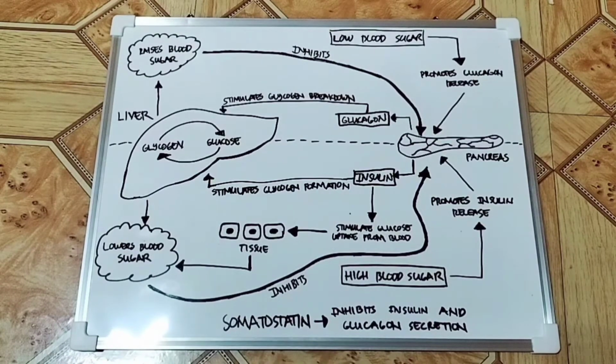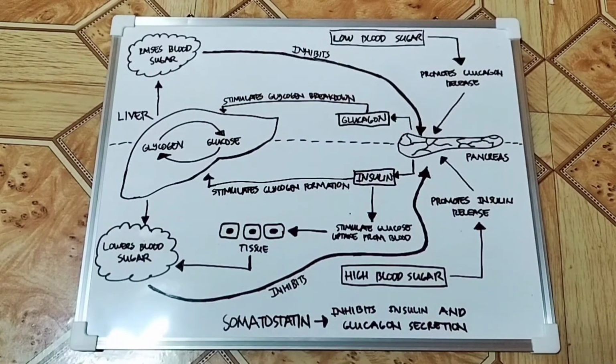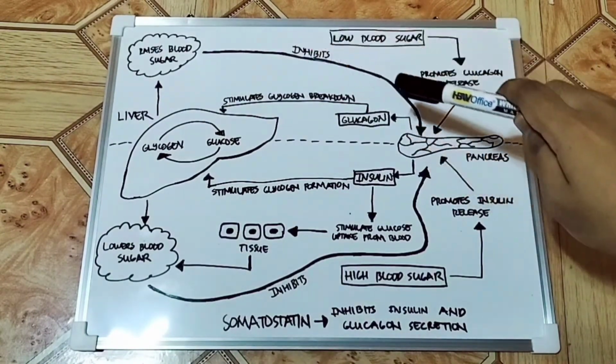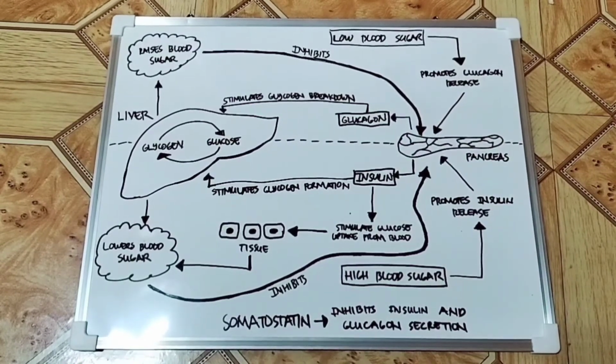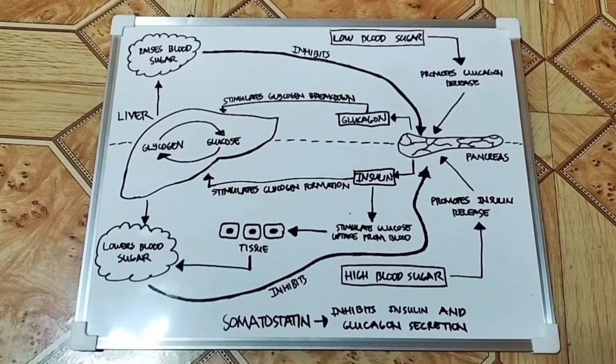After the release of glucose from the liver into the blood, the glucose level rises to the normal level. This glucose is utilized by the different tissues to fulfill the need of energy. When the blood glucose level increases to the normal level, it inhibits the further release of glucagon. In addition, somatostatin, released by the delta cells in the pancreas, also inhibits the secretion of these hormones, insulin and glucagon. And that is how the pancreatic endocrine hormones work.